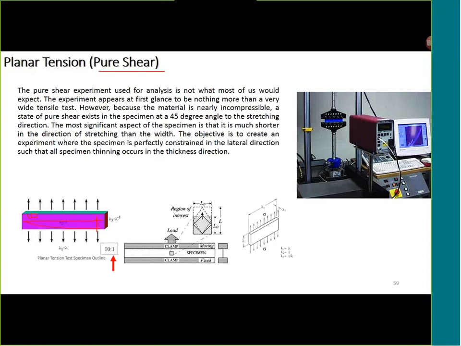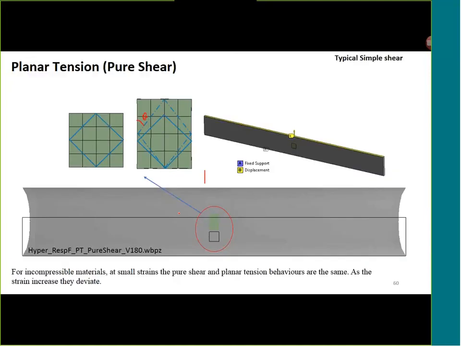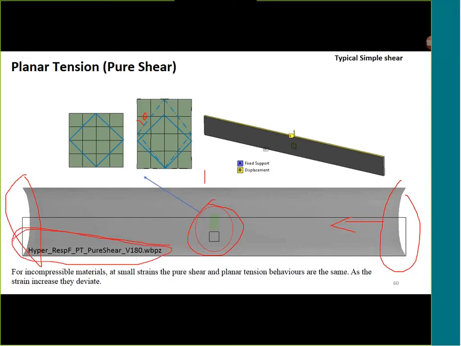If we have a very large strip of material and we stretch it, the material is going to undergo something like this. At this region there won't be a pure shear stress state, but when we move away from the end regions, in this region we will see a pure shear state.